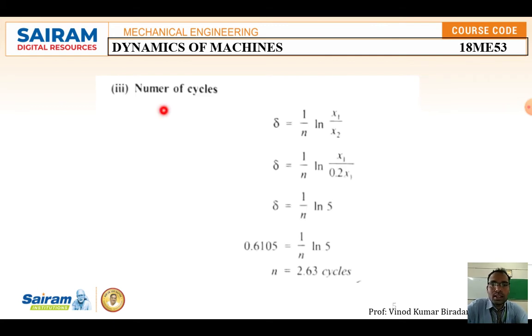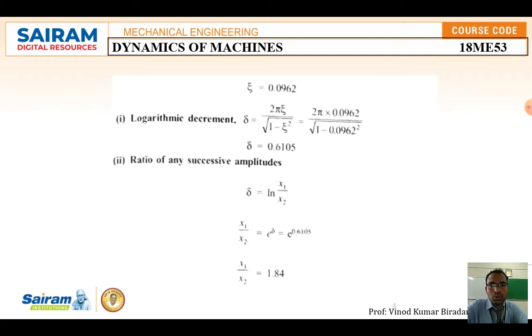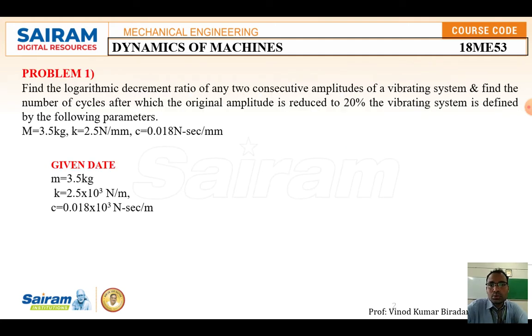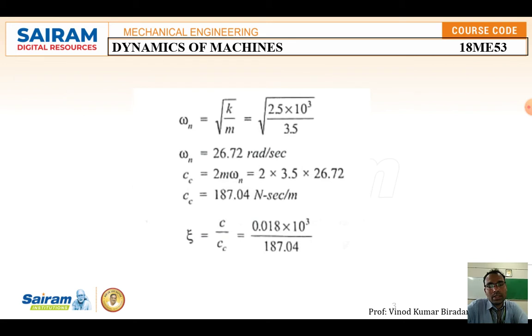They are also asking for the number of cycles. We have the logarithmic decrement formula: delta is equal to 1 by n ln of x1 by x2. We already calculated x1 by x2. Look at the question here: the original amplitude is reduced to 20%, which means 20 divided by 100, so you get 0.2 of the original amplitude x1. So x2 is equal to 0.2 x1, that is given.